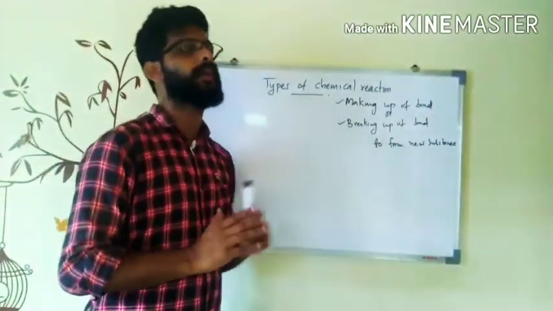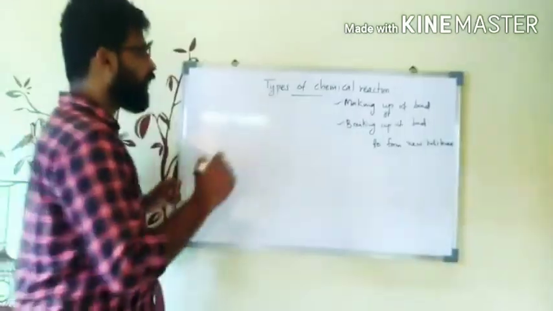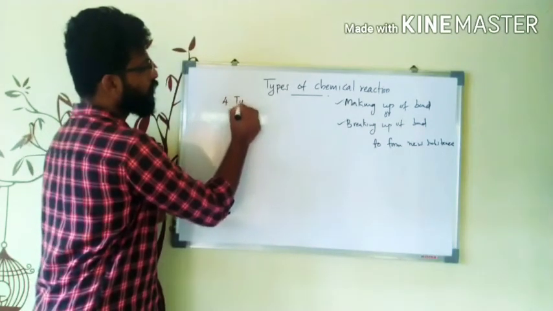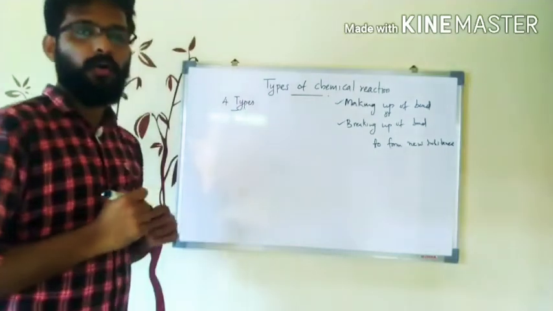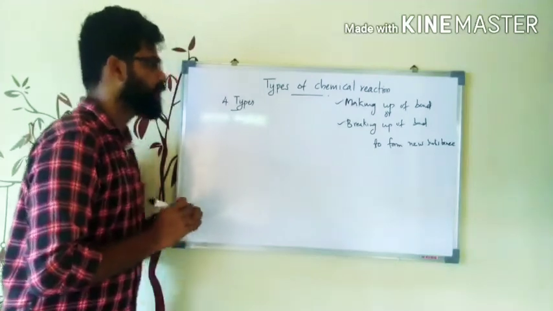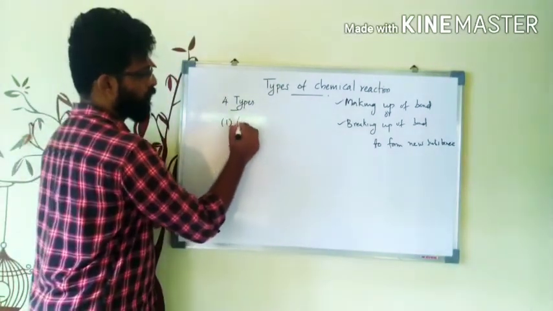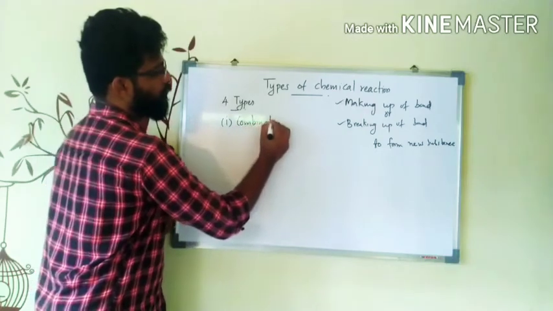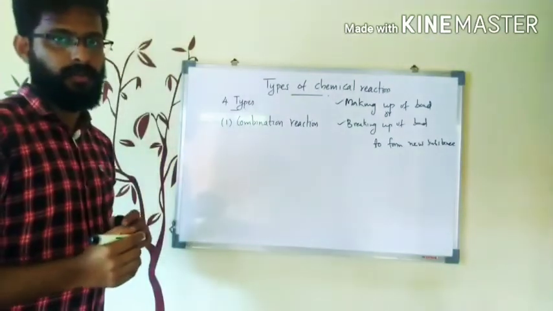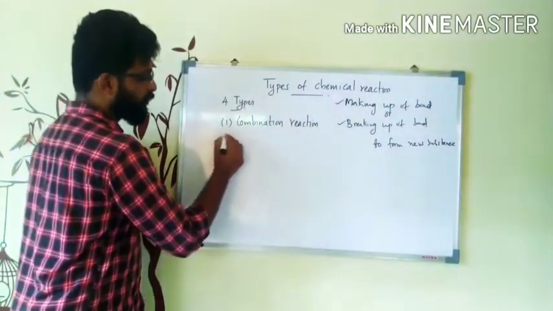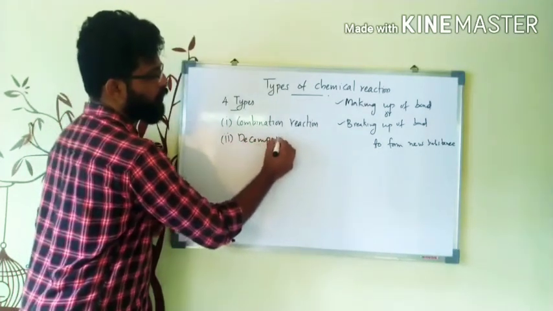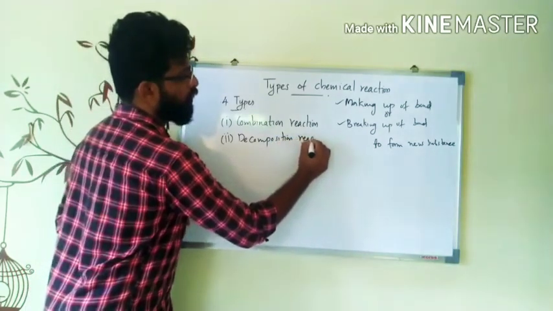What are the types of chemical reaction? There are 4 types of chemical reactions. What are the 4 types? First one, combination reaction. Second one, decomposition reaction.